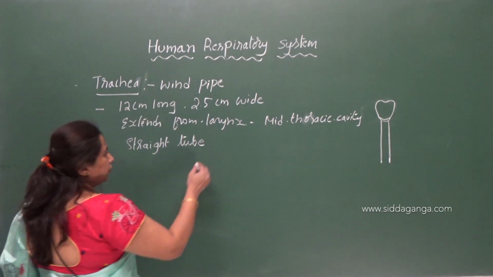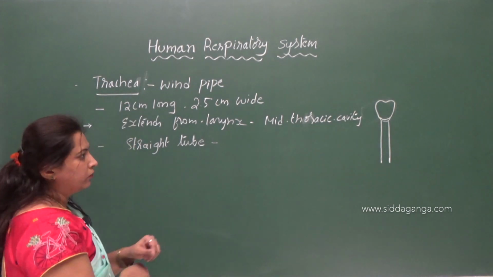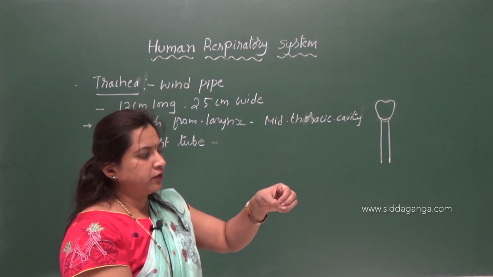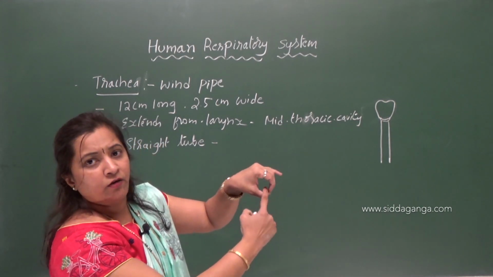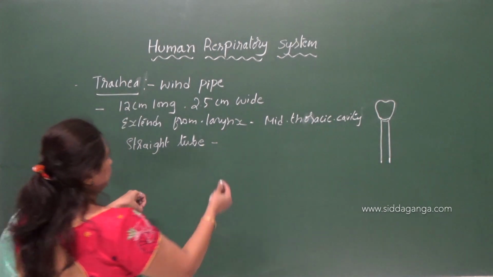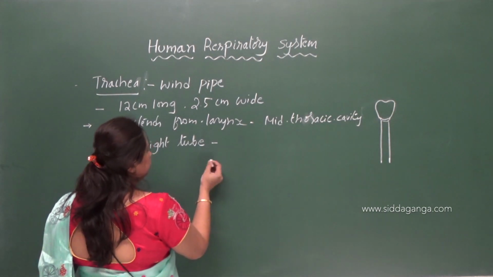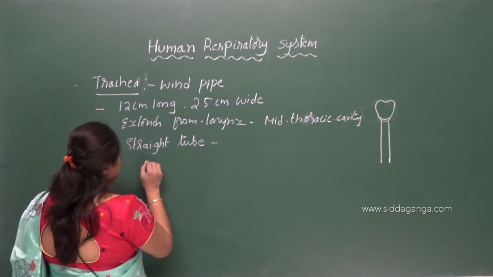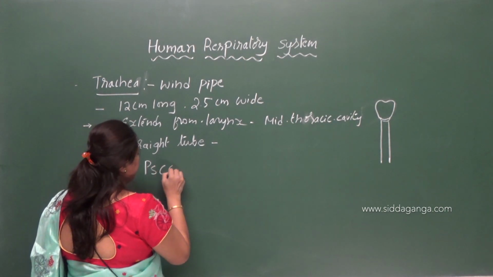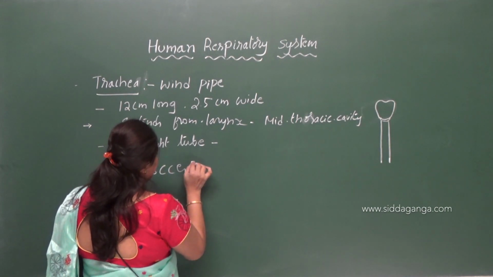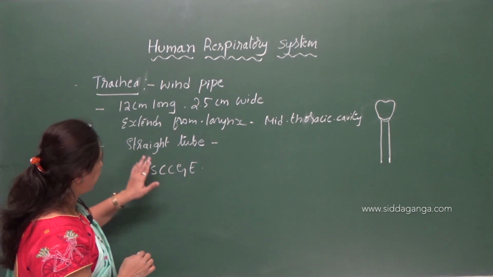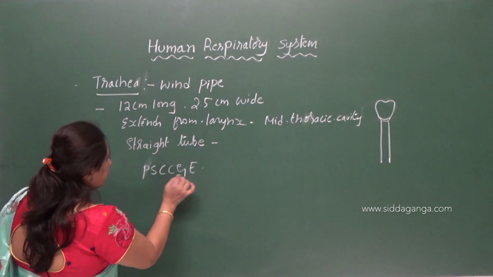Okay. So here the inner surface of trachea, so it is a tube-like structure. So this inner lining of the trachea is made up of pseudostratified, ciliated, columnar, glandular epithelium.